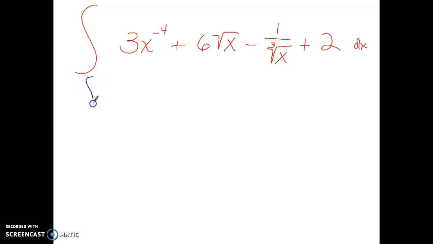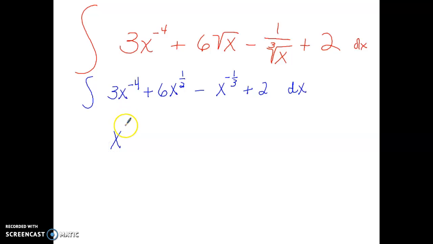In my next example, I need to rewrite a few of these terms. My first term's okay to integrate. My next term, I'm going to eliminate the square root and change that to x to the 1/2 power. In my third term, a cube root would be an exponent of 1/3, but I don't want to have my x in the denominator, so I'm going to move my x to the top, and that will change that exponent to be a negative. So that would be a -1/3. And my last term's okay to have. So these are the 4 terms I want to integrate.